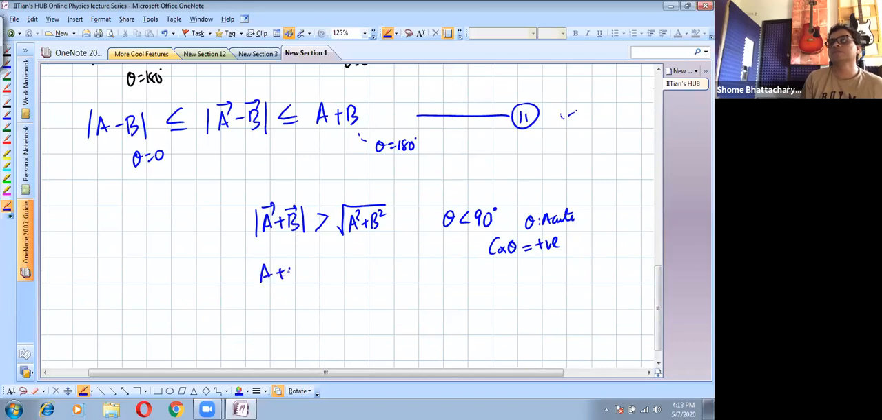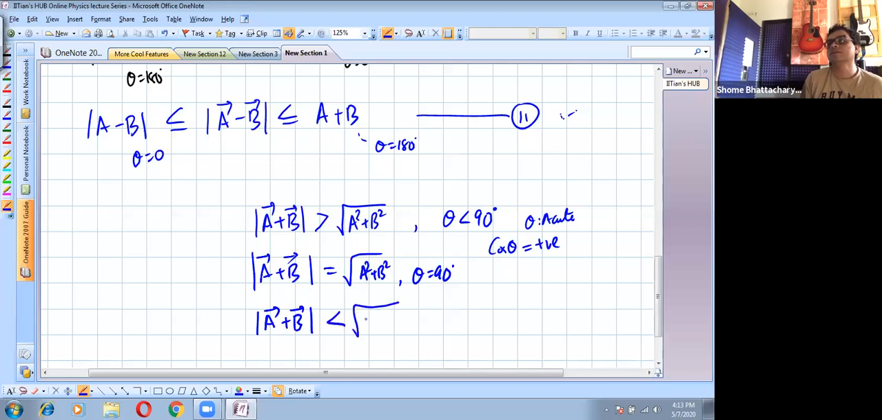So mod of A plus B can become exactly equal to root of A square plus B square also. But for that, the vectors have to be perpendicular, so theta has to be 90 degrees. For the greater-than condition, theta has to be less than 90. It has to be acute. And similarly, when theta becomes obtuse, cos theta becomes negative. So this quantity actually becomes less than root of A square plus B square whenever theta is greater than 90, or it is an obtuse angle. So cos theta becomes negative. So these are three additional little concepts that you can keep in mind.